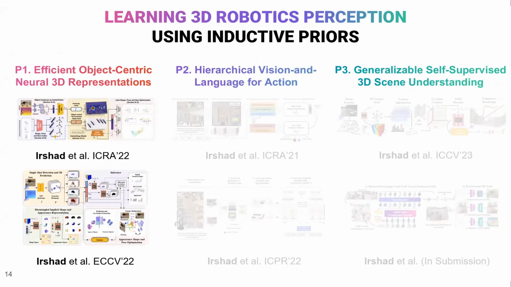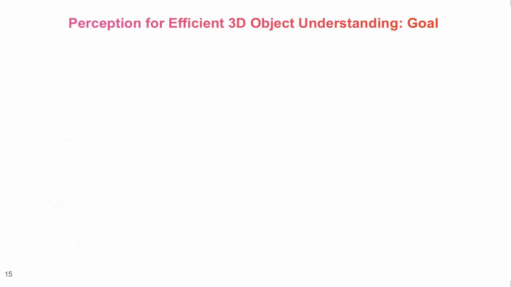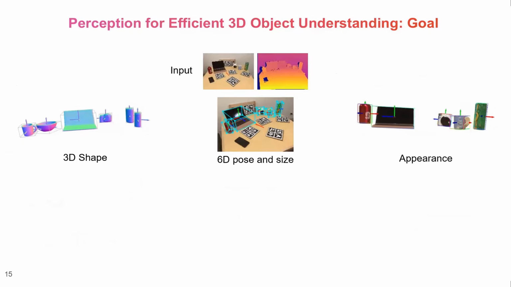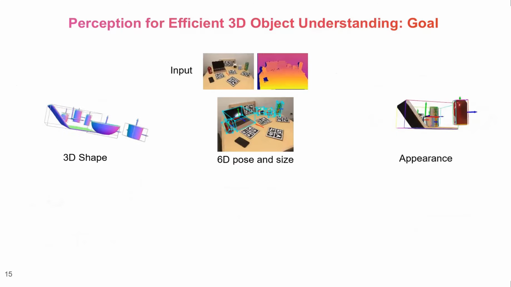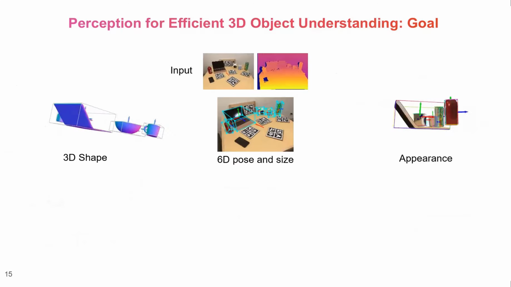So let's move to the first thread, which is efficient object-centric neural 3D representations, where in both works we will study prior knowledge from synthetic pre-training of 3D shapes, as well as appearance, and we'll see how the network weights would be updated based on the prior knowledge. Now for autonomous systems, the first step is really understanding the 3D world around us. And this is the actual task we'll be solving in the first work, which is joint shape, pose, and appearance prediction from a single-view RGB observation.